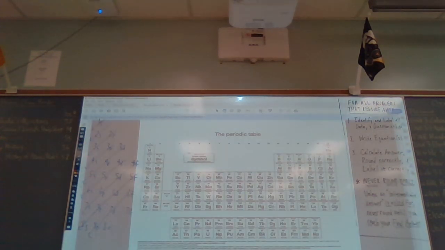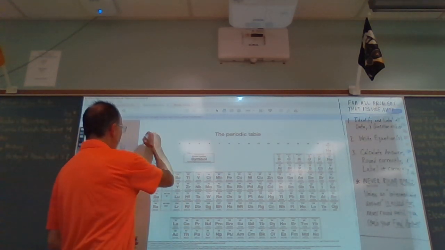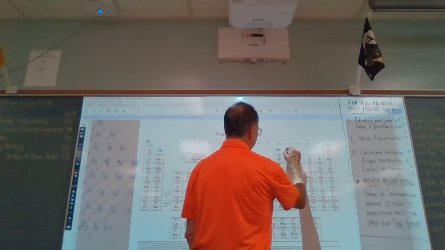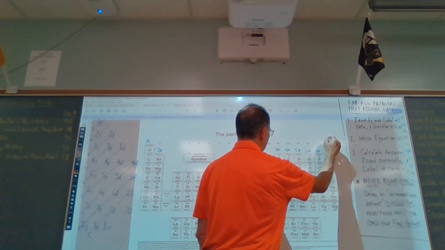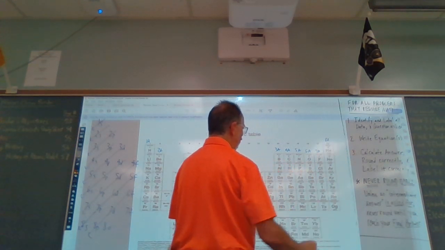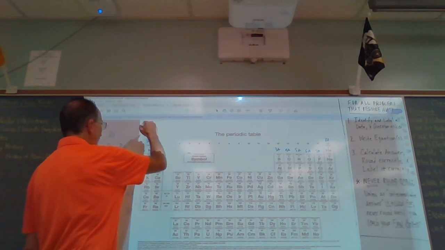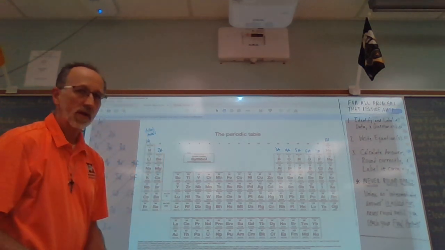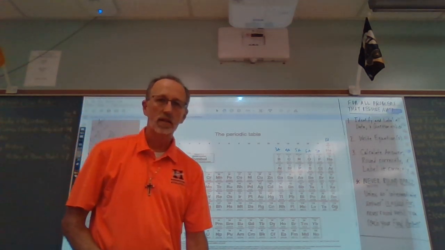Remember, we have 1A, 2A, and then over here 3A, 4A, 5A, 6A, 7A, and 8A. 1A are called the alkali metals. Hopefully you remember that. One thing I want to point out, hydrogen is not an alkali metal.